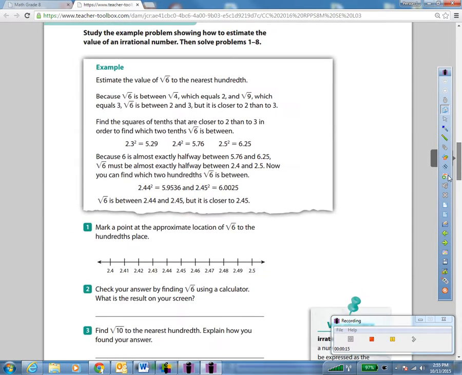So before we do anything, read the example. You can pause this video until you've read the example because you need to understand how they're estimating the square root of 6 in order to do number 1. Okay?